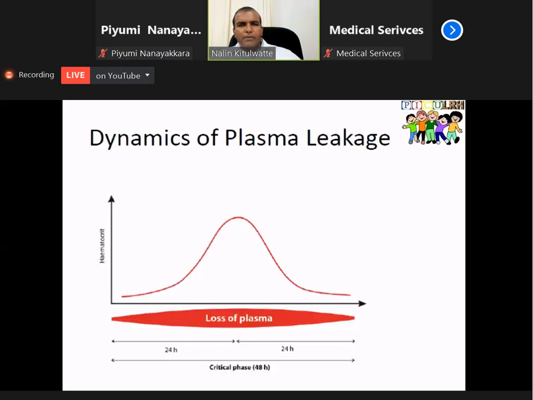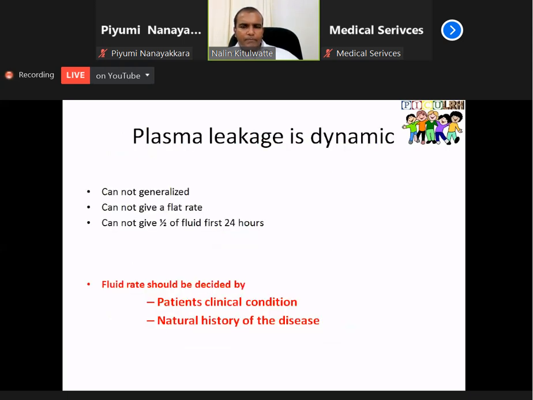Right. So the plasma leakage in dengue is a very, very dynamic process. You cannot generalize, so you cannot have a flat rate. You can't say, okay, my maintenance at 5% is 2000, so I have to give this 2000 over 48 hours. So I can give 1000 over half of the time, 1000 over 24 hours, then 500 ml over 12 hours, 250 ml over 6 hours. That's not the business, because it's very, very dynamic.